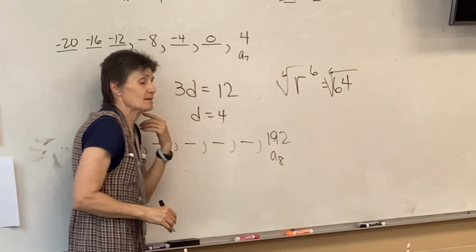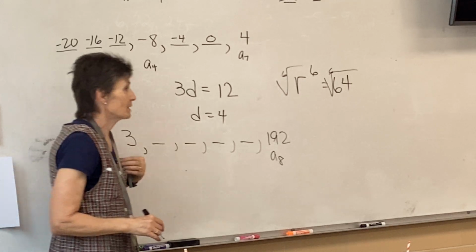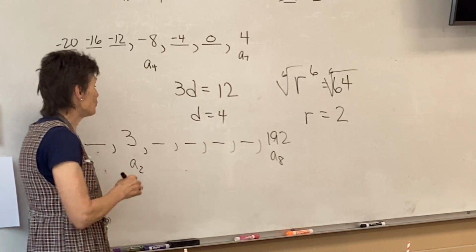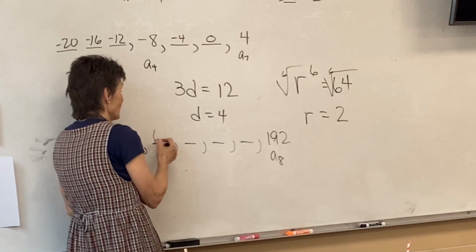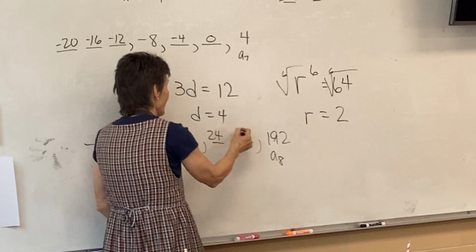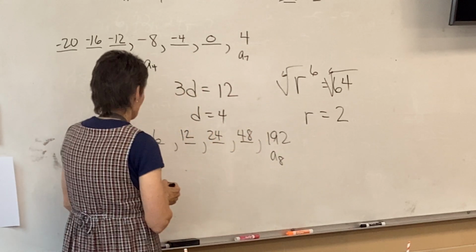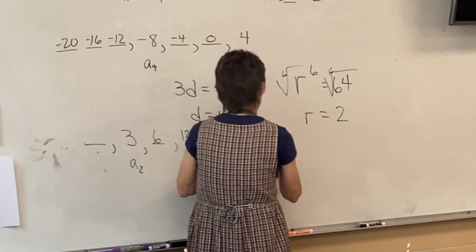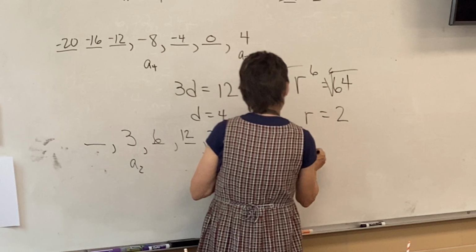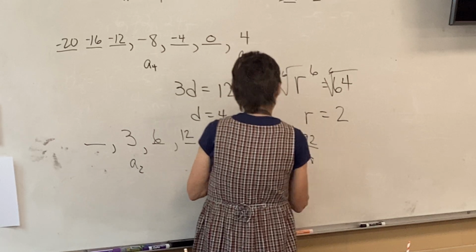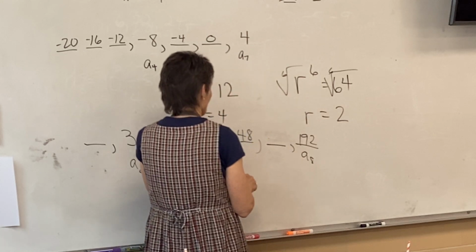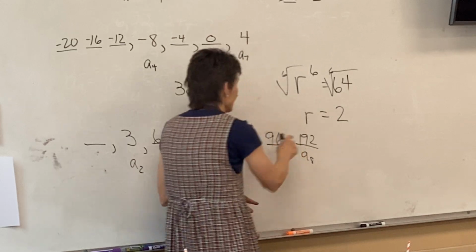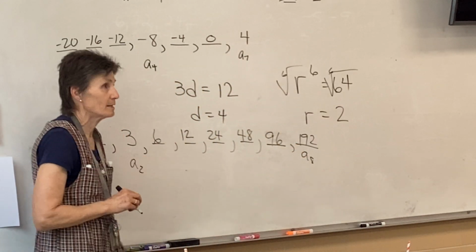Does anybody know what the 6th root of 64 is? 2. If you multiply by 2, by 2, by 2... I think we missed one. I missed one. All right, 48 times 2 is what? 96. And 96 times 2 is 192, so I didn't count right when I did it.